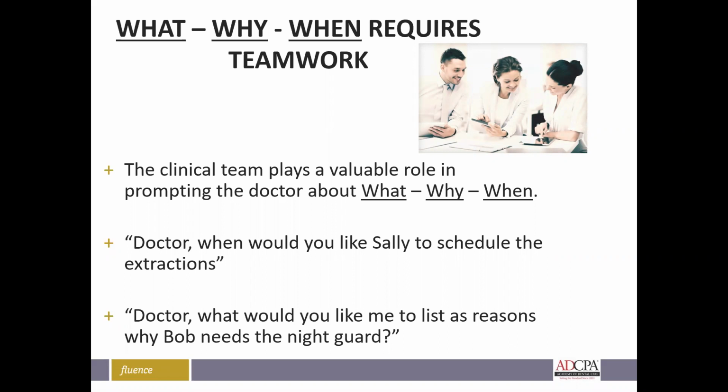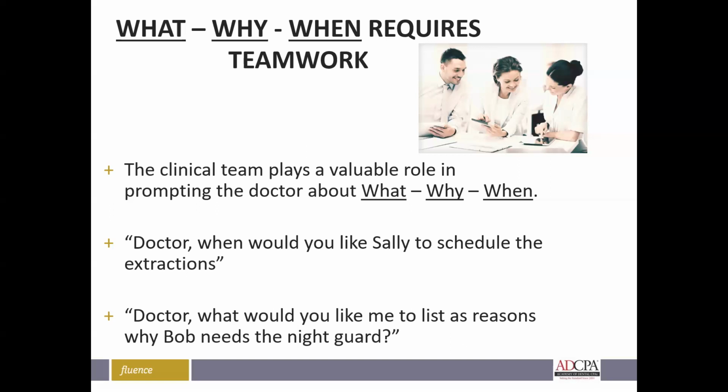For example, doctor, when would you like Sally to schedule for those extractions? This is a common one. Doctors may remember the what, they're almost always going to remember the what and the why, but they may not always understand or remember when. So you need to reiterate, when do you want that patient to schedule?